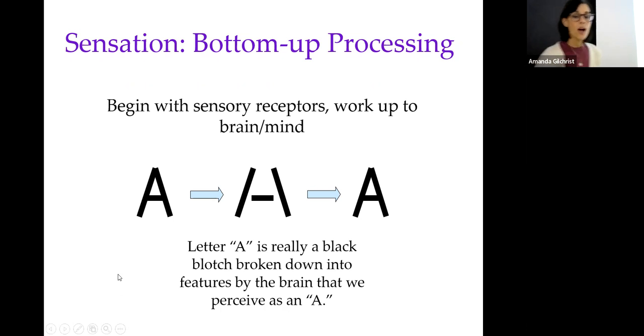So for example, what we see here is the letter A, but we start by seeing a black blob broken down into its features, and then we combine them so that we can perceive it as A. So we start with the basic representation, and then we work our way up to saying, oh yeah, that's an A. So in terms of knowing that we break things down like that, how do scientists determine that this is the way that bottom-up processing works?